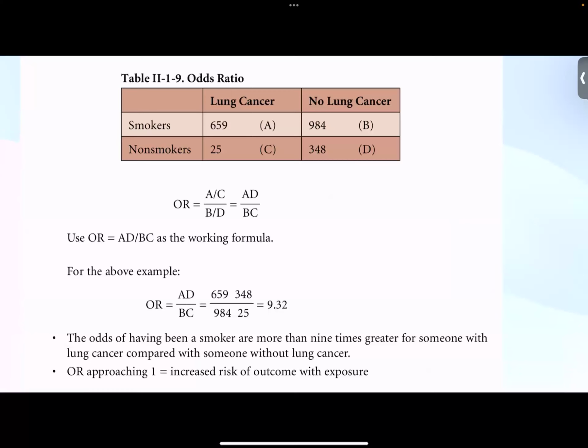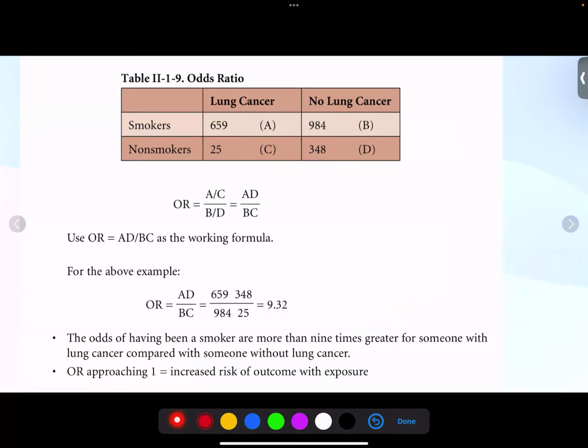So if you see this diagram, you can calculate the odds ratio. You just cross multiply. You calculate the odds ratio as AD divided by BC: 659 multiplied by 348, divided by 984 multiplied by 25, and the value is 9.32.